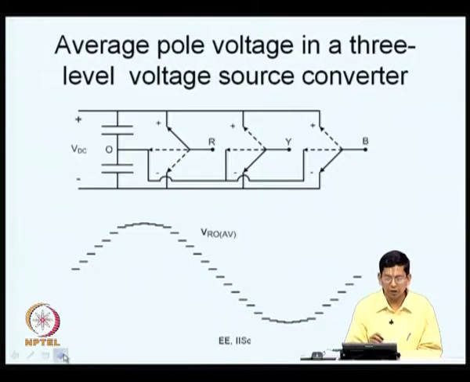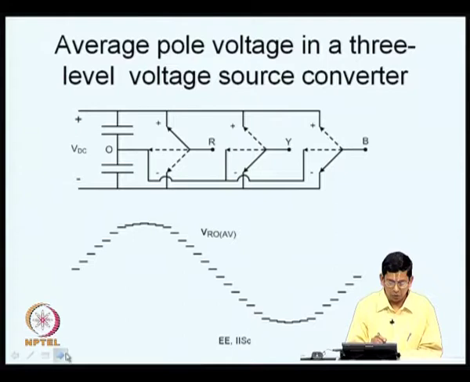Instead of a 2 level inverter, if you take a 3 level inverter, once again VRO average is typically modulated in a sinusoidal fashion. But as I mentioned, the way a particular average voltage is realized is different within a switching interval. The instantaneous error voltage is lower now, that is what results in a better quality waveform here.